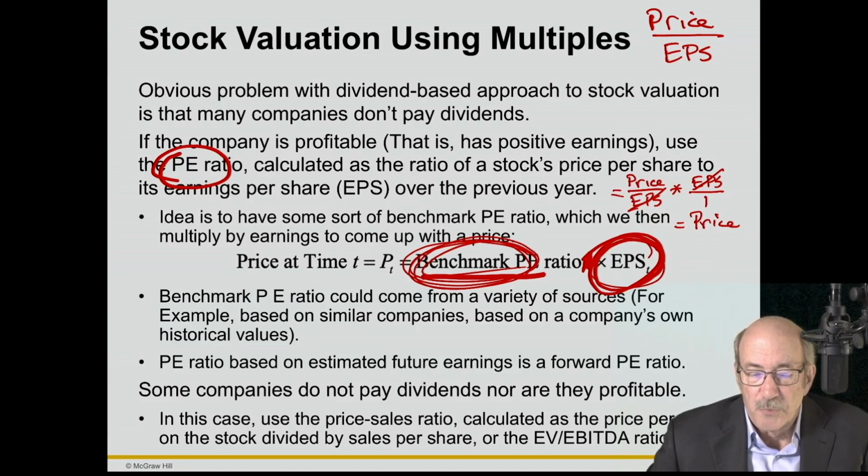If the price that we get out of this formula is above what the market price is, then we have a company that we probably want to buy because we're expecting the price to go up in the future. If the price that we get out of this formula is below the market price that we observe in the stock market, then we might want to sell if we own it, and we might even want to short sell if we don't own it.